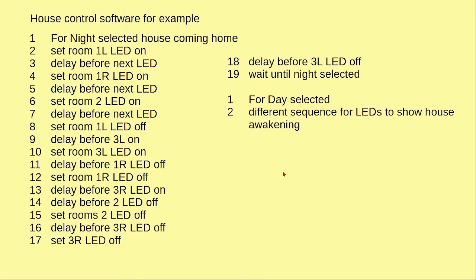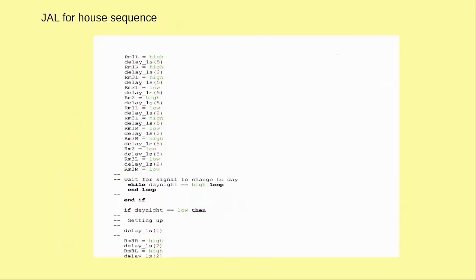The house control software is extremely simple. For example, you set one LED on, set a delay, so many seconds, so many minutes, whatever you wish, set the next light on, delay, and so you repeat that until you've done all the sequence that you fancy. You can have some coming on, going off, coming on again, or one on, upstairs comes on, upstairs goes off. And as you can see in the JAL, it's really quite simple.